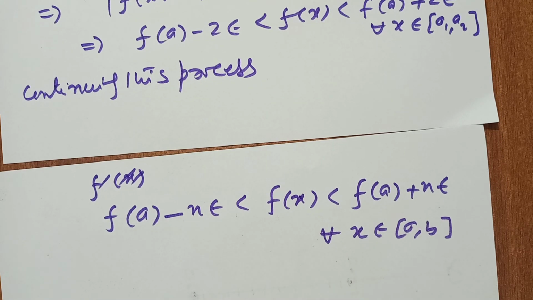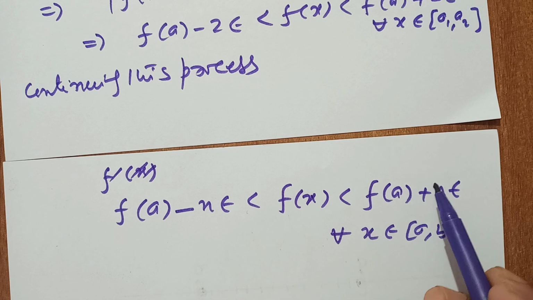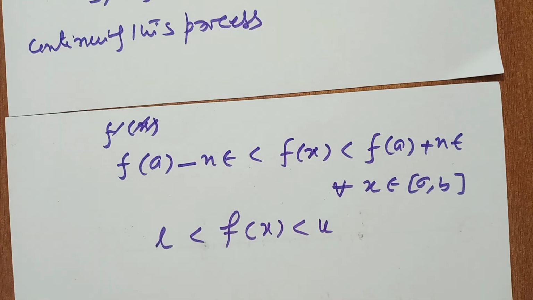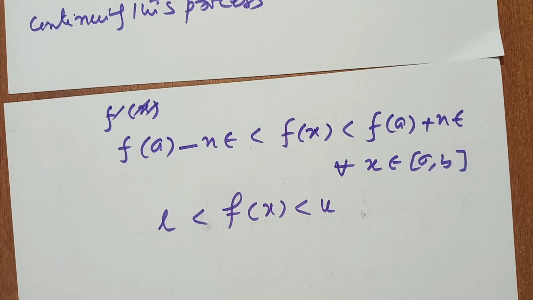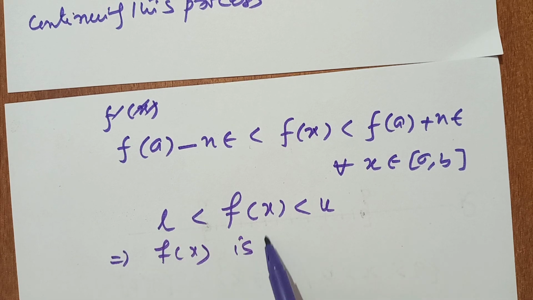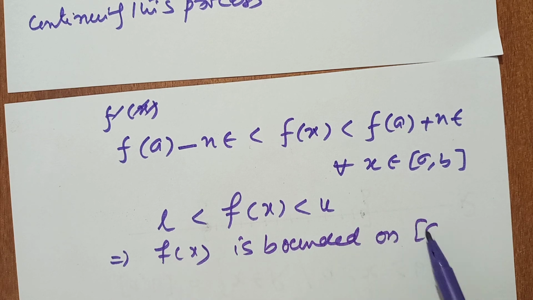This is of the form L < f(x) < U, which is the condition of a bounded function. Therefore f(x) is bounded on [a, b], and hence proved.